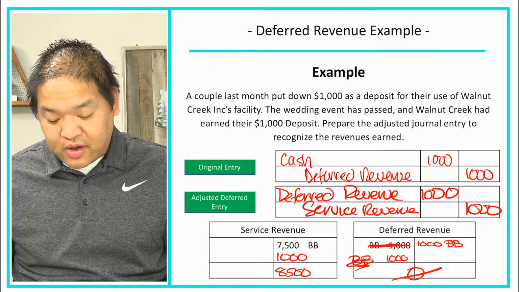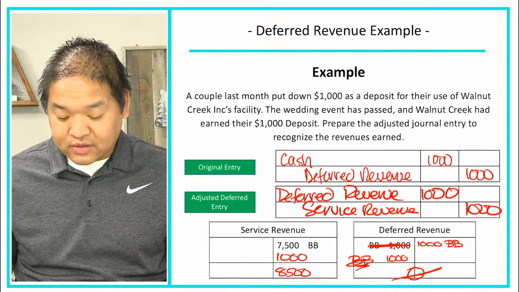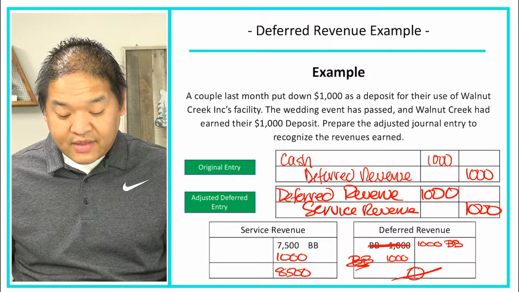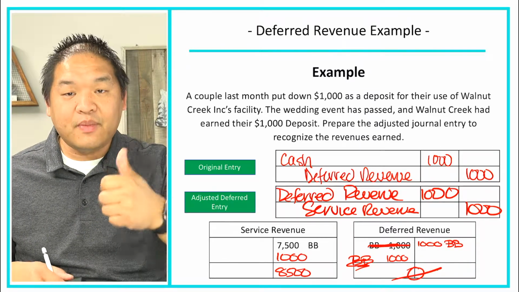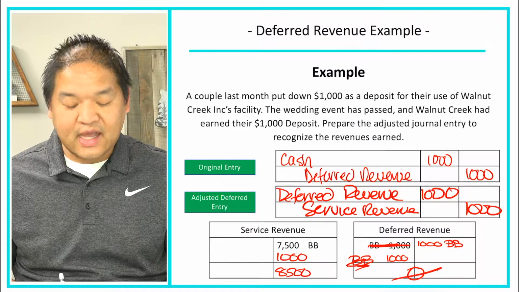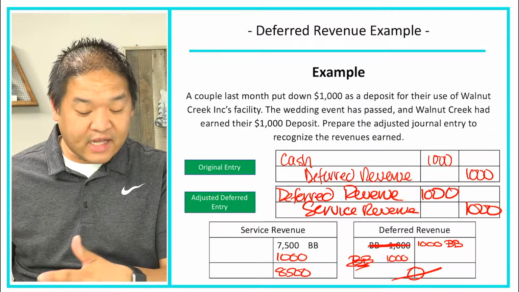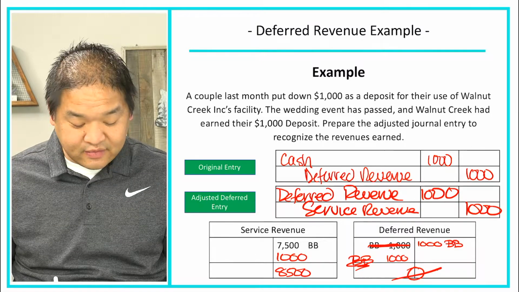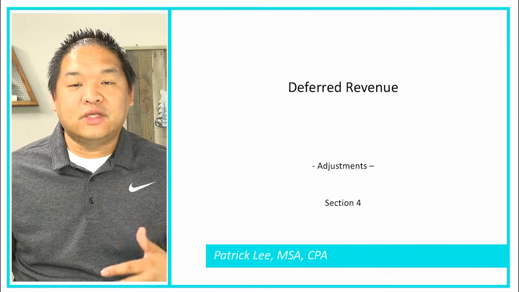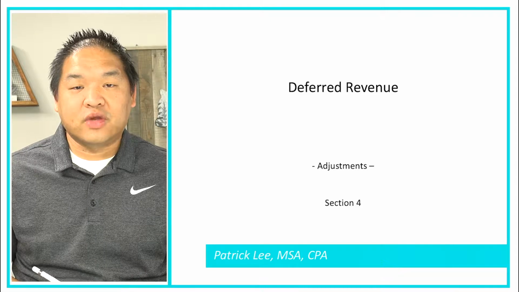We would have started with the deferred revenue of a credit of $1,000. We'll debit that $1,000, making deferred revenue 0. And then our service revenues go up by $1,000, in this case to $8,500. So that's what it would look like from a T account perspective. So that is a look at a deferred revenue transaction.